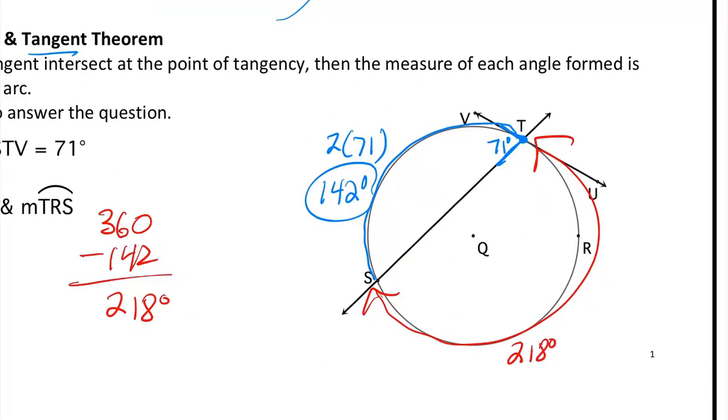Another approach: I'd like to see if you and your neighbor could come up with one, maybe one of you did a different approach than the 360 minus 142. But I'd like you to pause and think a little bit. Is there another approach you could have used to get 218 degrees?